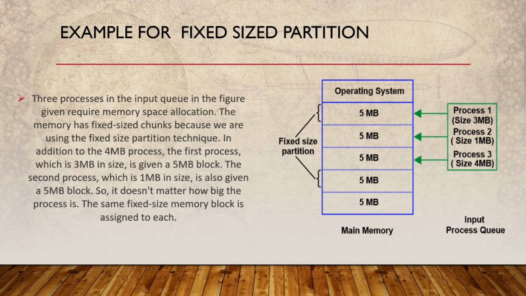Here in the diagram you can clearly see that each partition has 5 MB memory space. Whether the process is 2 or 3 MB, it is given 5 MB for its execution. So this is how a fixed size partition works.